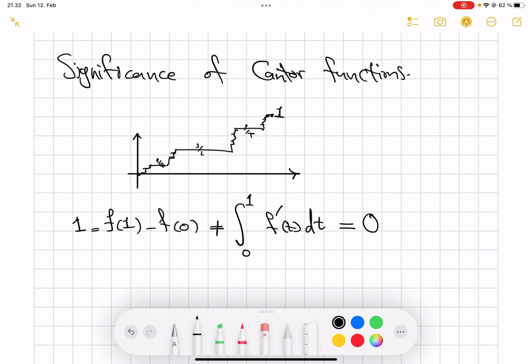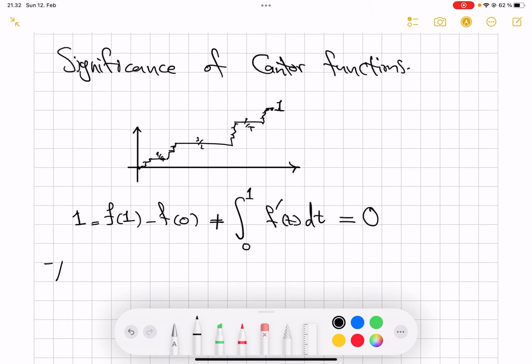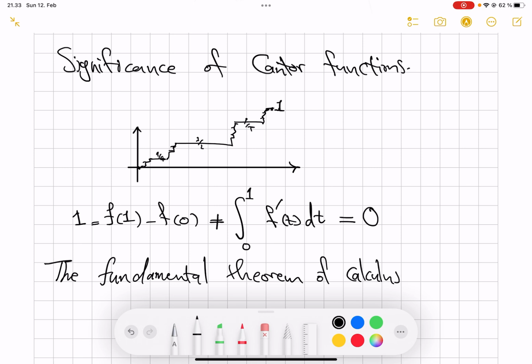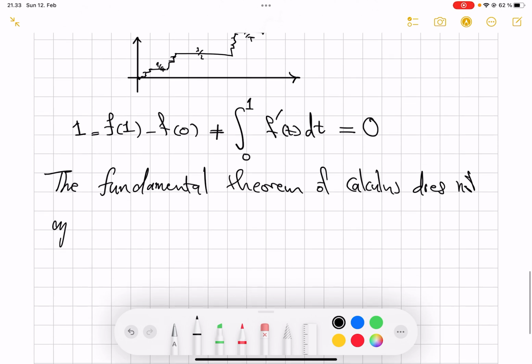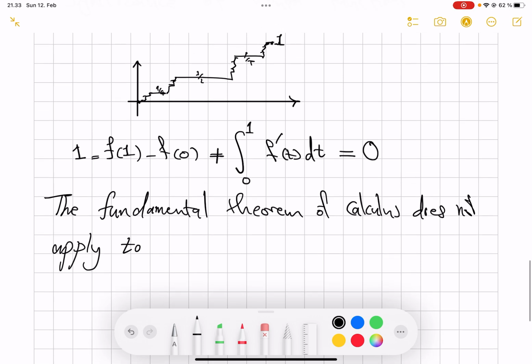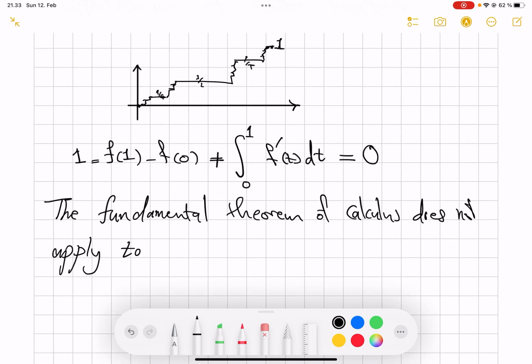And therefore we see that the fundamental theorem of calculus does not apply to this f. And if you had not seen this example ever before, this should shock you a little bit, so that everything you've been taught in calculus could be totally wrong.